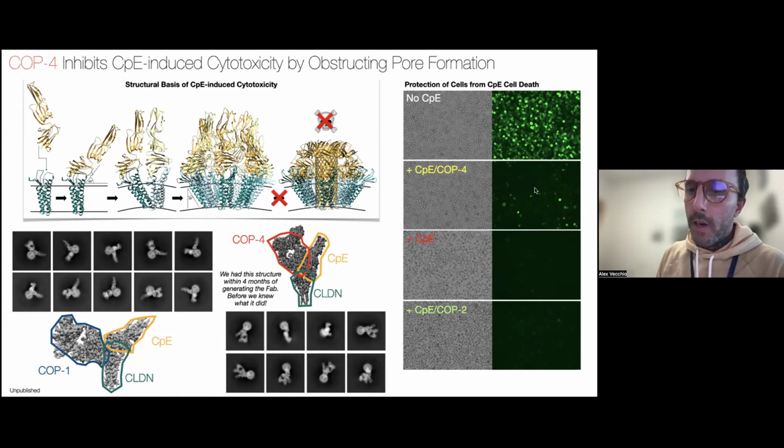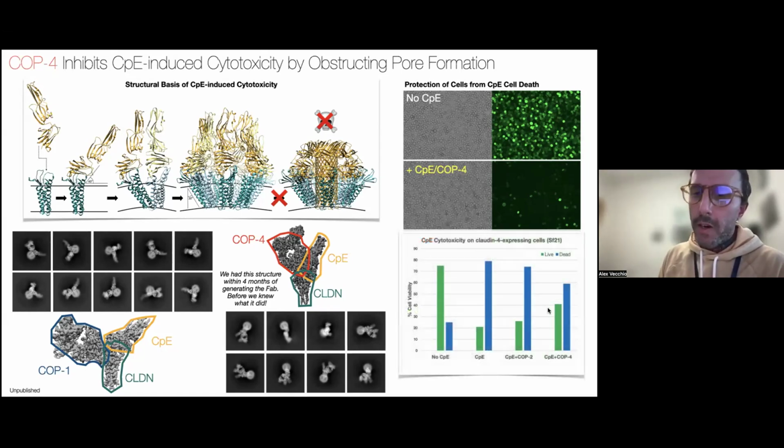But with COP4, we saw really strikingly that there are more fluorescently green cells. And what's amazing about this is in this particular assay, we only added enough COP4 where there was a 1-to-1 molar excess of the toxin. So we're talking about like 300 nanomolar concentration of Fab, and we could unequivocally see cytotoxicity inhibition. And we just quantified that with live and dead cells. And you can see clearly the ones where COP4 is present, there are more live cells and fewer dead cells. And so this is another tool to get structures of claudins, yes, but more importantly, it's a tool to understand the biology.